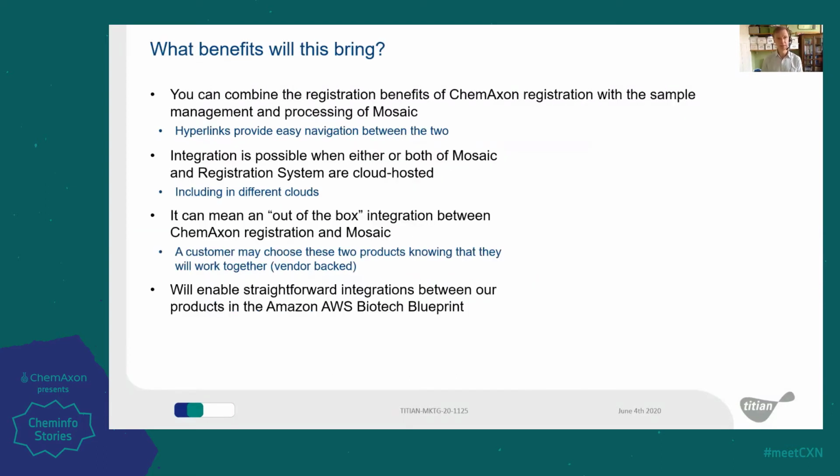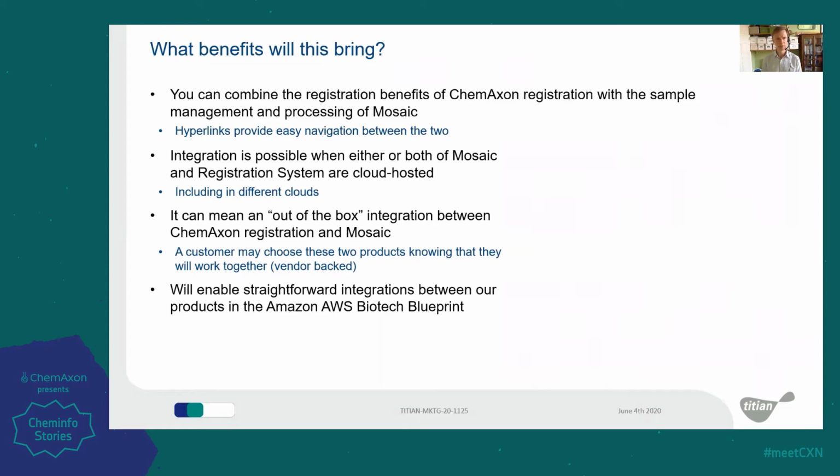So in terms of the benefits that brings, the higher level benefit is you can combine the registration features of ChemAxon registration with the sample management capabilities of Mosaic, and there are hyperlinks between the two applications to make the navigation easy. It also means that integration will be possible when either or both of Mosaic and registration are cloud hosted, and that includes perhaps in different clouds.